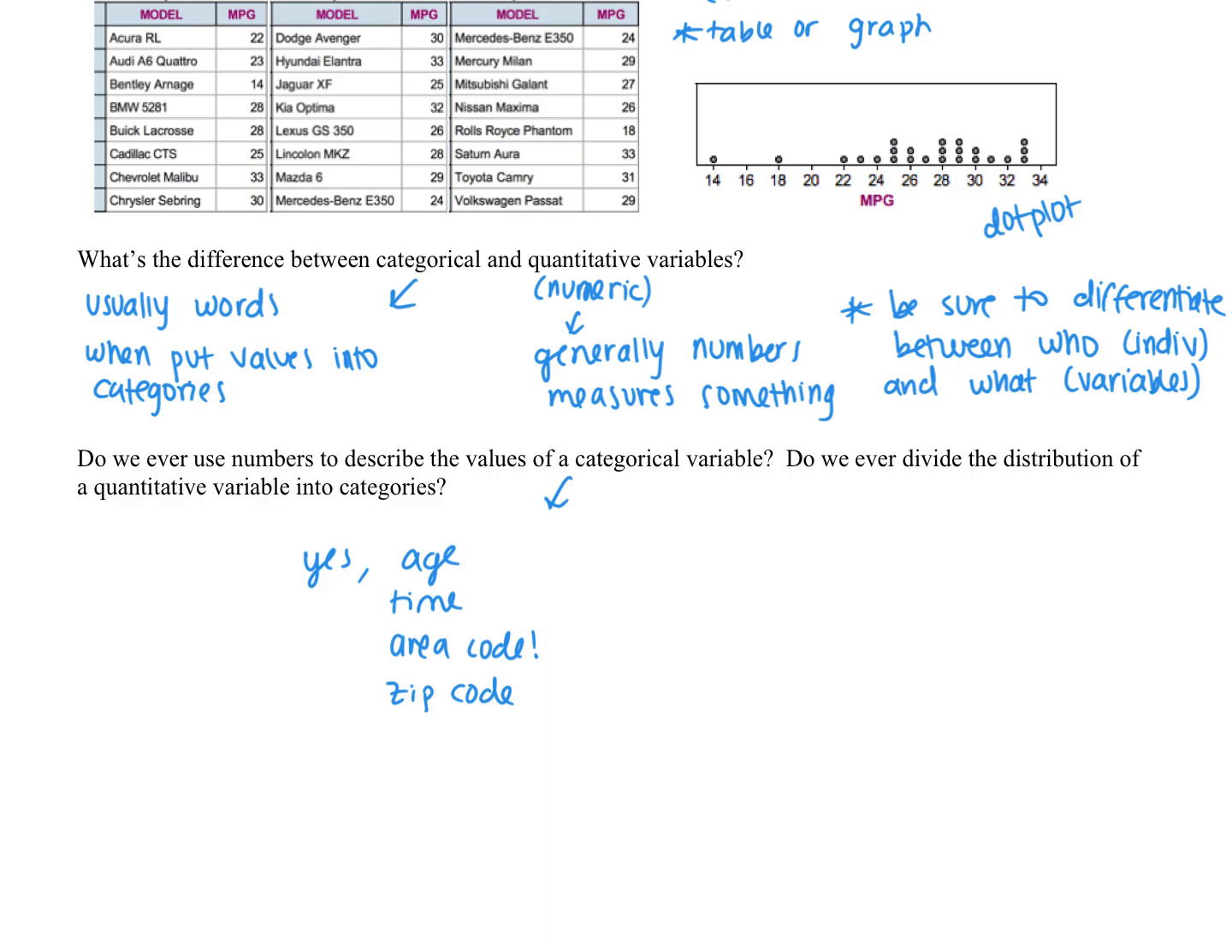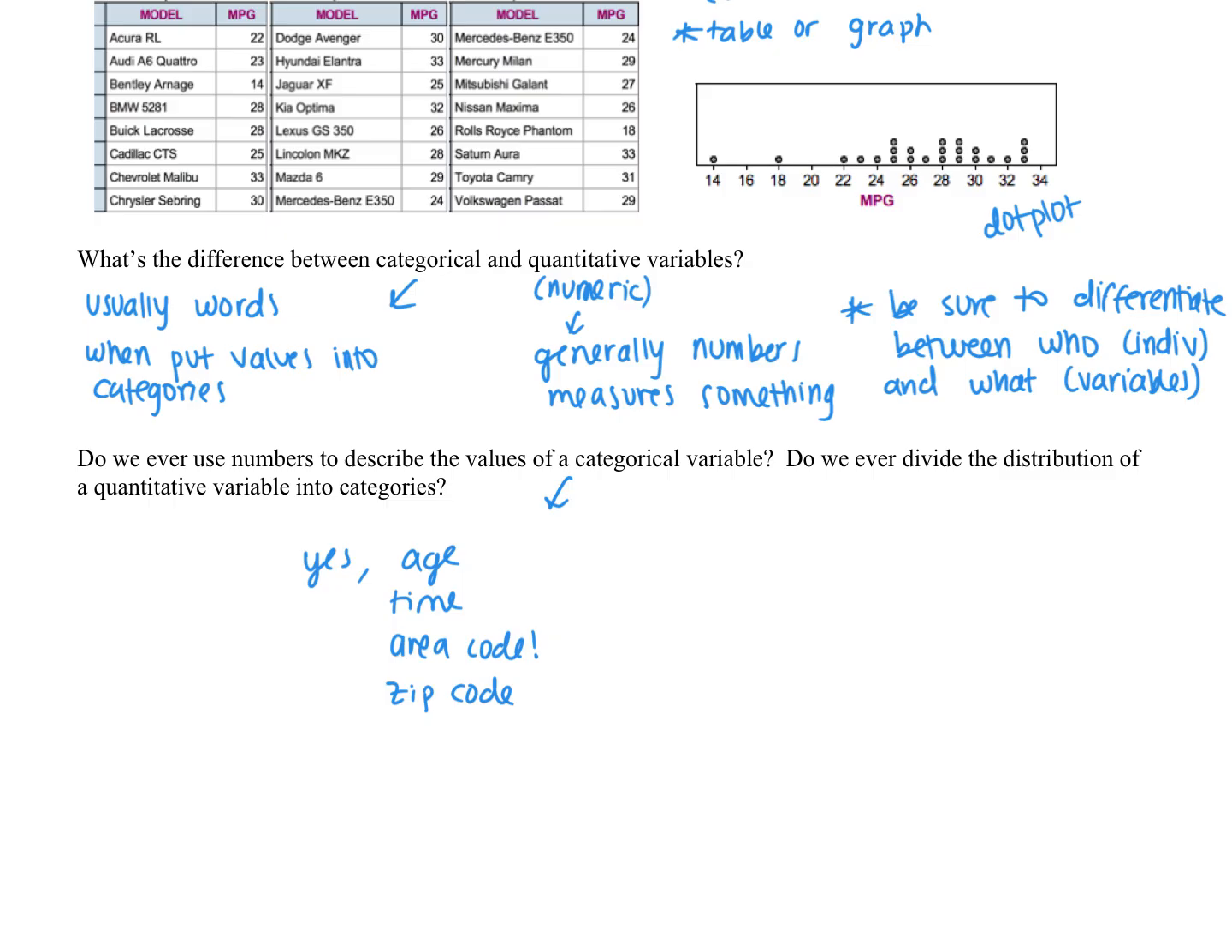So just because a variable has numbers does not make it numeric. You need to think about, what is it measuring? Is it measuring something, or is it being put into a category? Now think about numeric or quantitative variables. Are there ever times when we take those numbers and put them into categories? So like theoretically, if I asked you, how long did it take you to get to school today? I could take your answers and put them into categories, right? What are some other numbers that generally get put into categories?